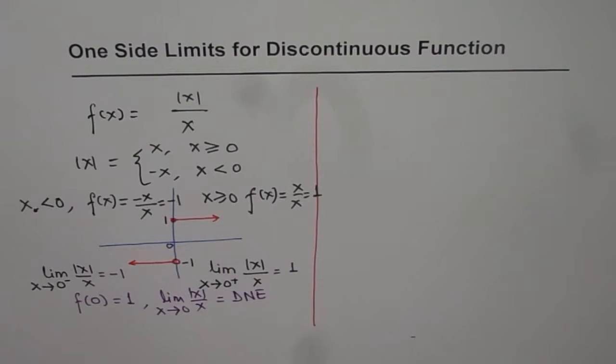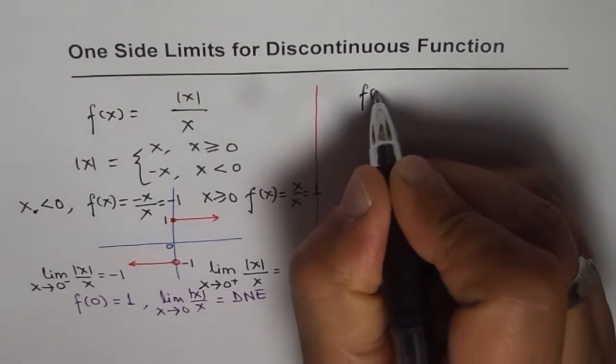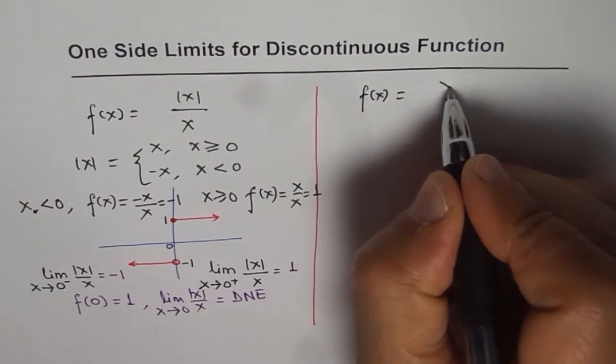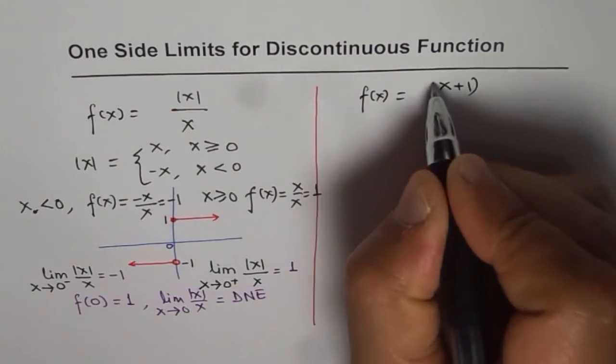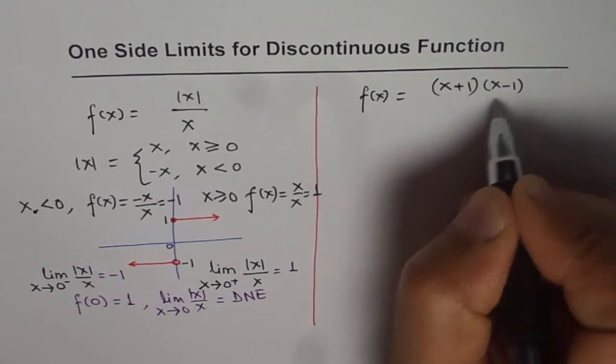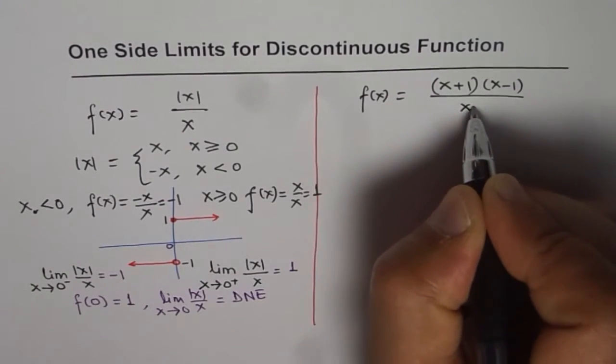For that, I think a good example would be, let me write down a function here as f of x equals x plus 1 times x minus 1 over x minus 1.